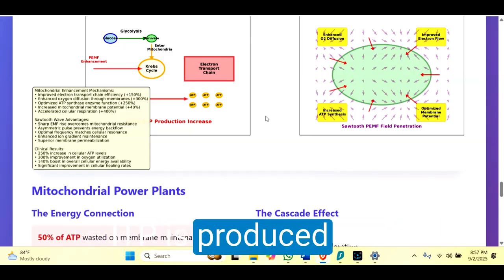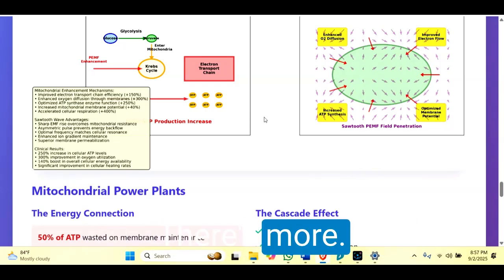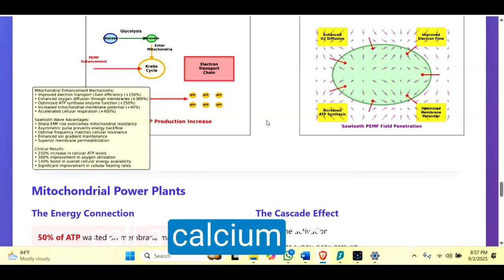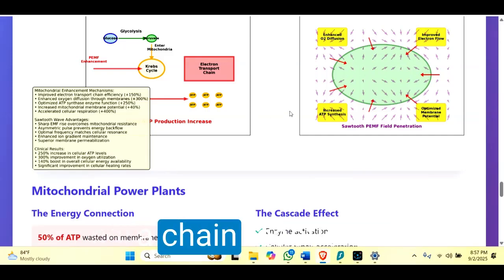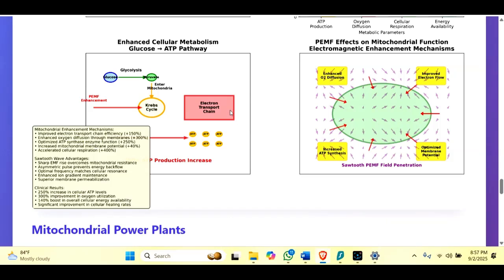More ATP is produced, less ATP is wasted on basic maintenance. So there's more, but wait. The Sawtooth pulse triggers what scientists call a calcium cascade, a chain reaction of beneficial cellular processes. So here's how this works.